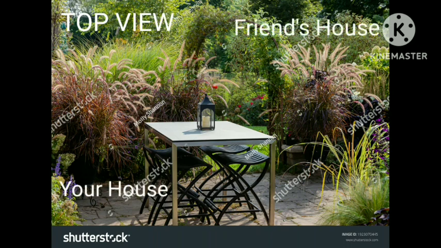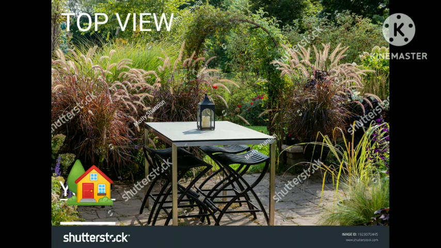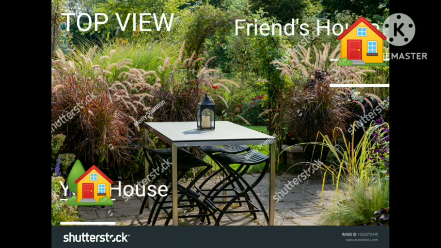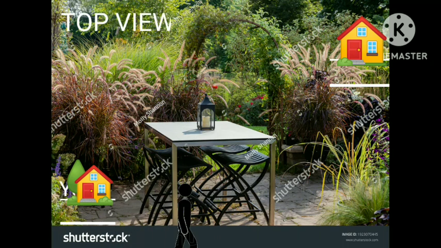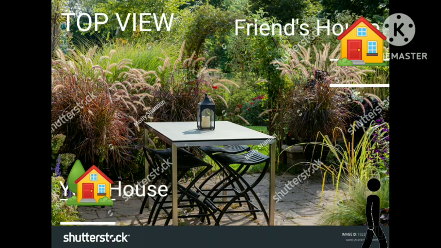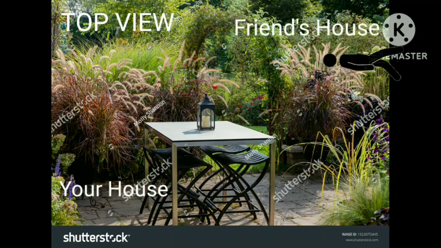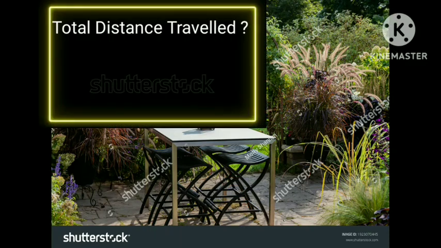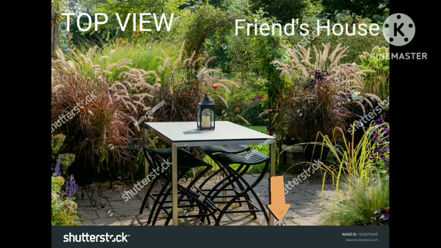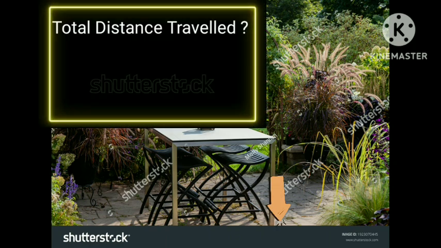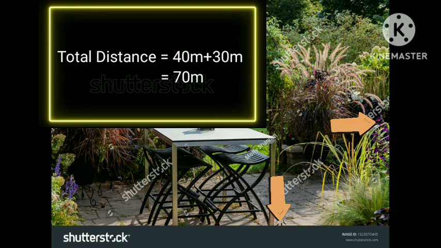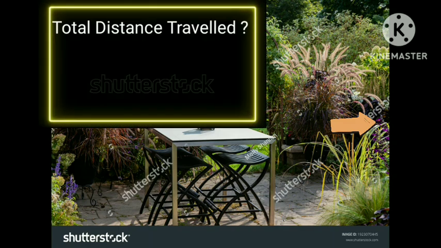Your house is here, and your friend's house is exactly at the other end of this park. And there is a road along the path. Let us say you travel to your friend's house like this, along this road and then along this road. So what is the total distance traveled by you? This is going to be this distance plus this distance.